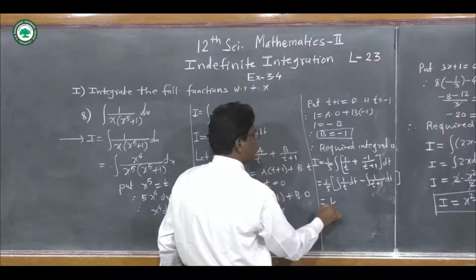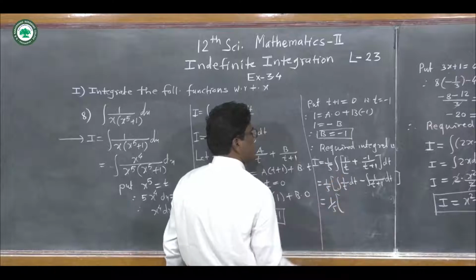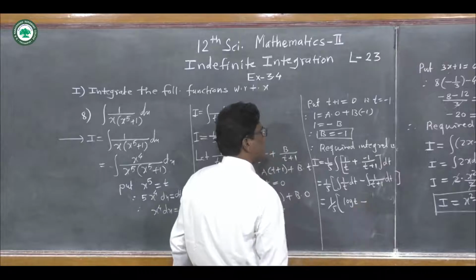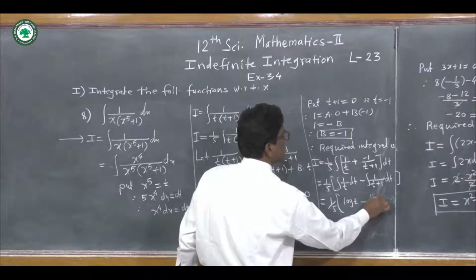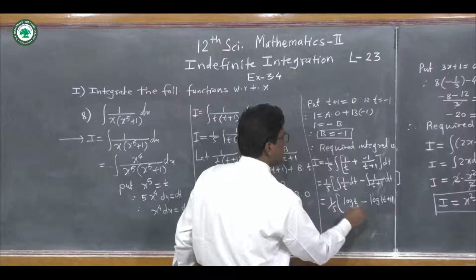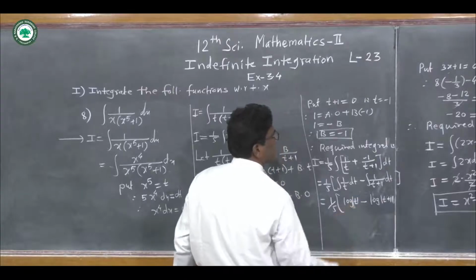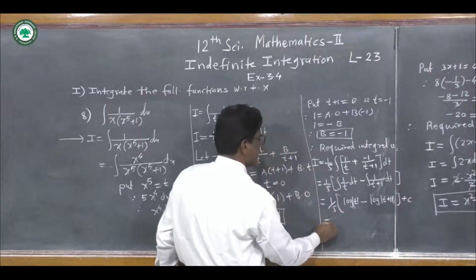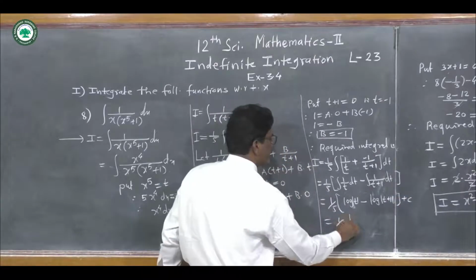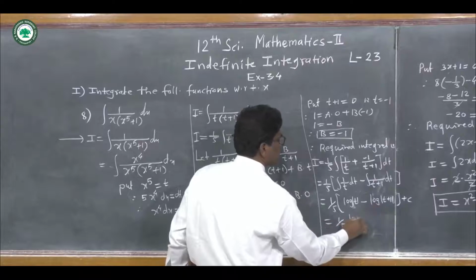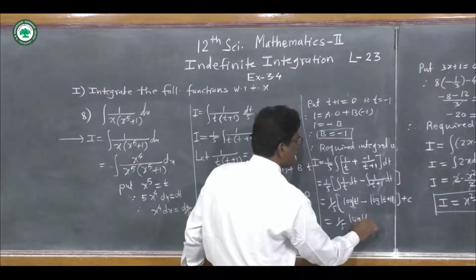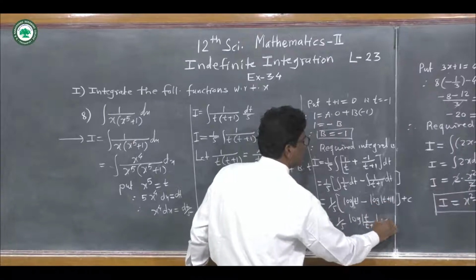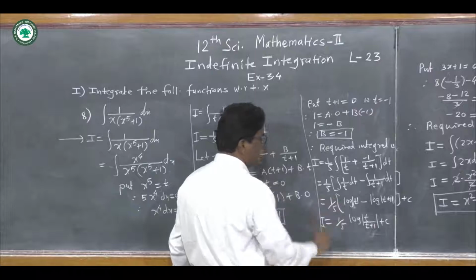So this is equal to 1 upon 5. Here integration of 1 upon t is log of t, minus here integration of 1 upon t plus 1, that is log of t plus 1. Here take the mod sign. When there is log, we always take the mod sign, and plus here the constant of integration. So it is equal to 1 upon 5. Take log common. So log of t upon t plus 1 plus constant of integration.